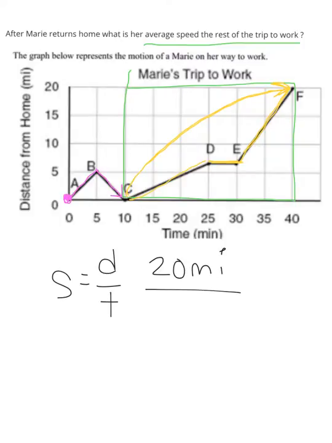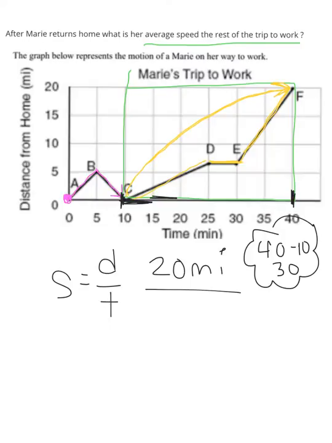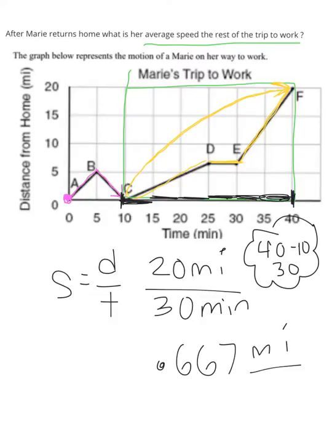So 20 miles is the distance, and then the time that it takes for her to cover that distance. You could do this a couple different ways. You could look at where she ends up, which is 40, and where she starts out, which is 10, and you could say 40 minus 10 gives you 30, or you could just count and say 5, 10, 15, 20, 25, and then 30 minutes. So 20 miles divided by 30 gives you 0.667 miles per minute for this problem.